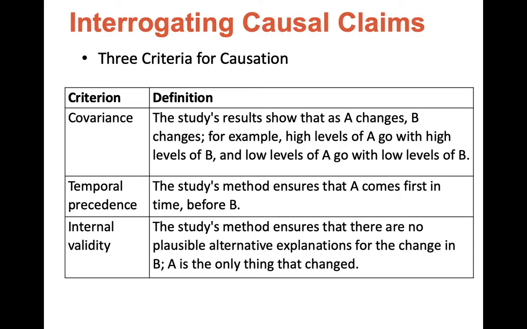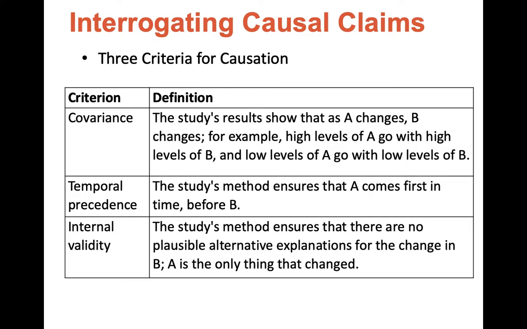All right, and so moving on to interrogating causal claims. There's three criteria for causation, which are covariance, temporal precedence, and internal validity. Covariance is the idea that there's correlation. That's all covariance means, is that in order for there to be causation, there needs to be correlation first. The two variables have to be associated.